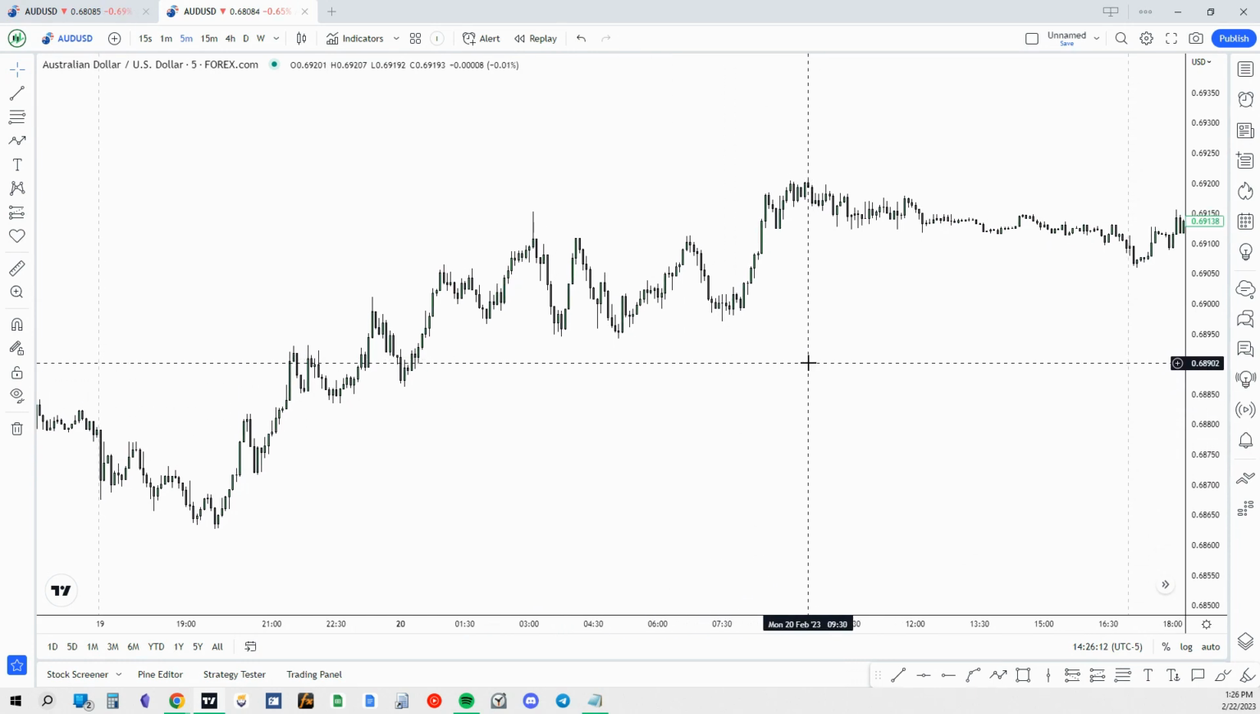So again, I don't want you to get too caught up in actually framing a trade yet, because we haven't gotten to all the confluences and how to enter and everything.